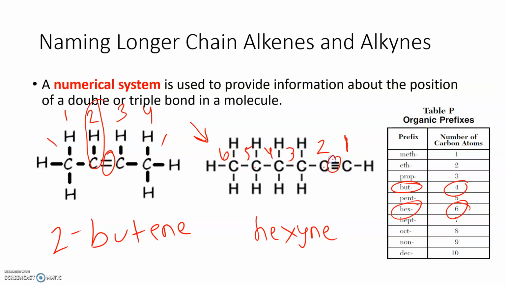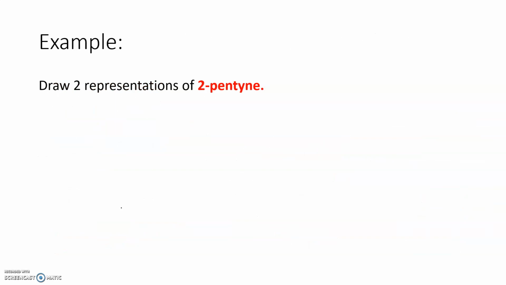Since the triple bond starts on carbon number 1 and connects it over to carbon number 2, I'm going to add a 1 to my name, 1-hexyne, which tells people the triple bond in this molecule is right on the end. It's on the first carbon in the chain. It's not mid-molecule.